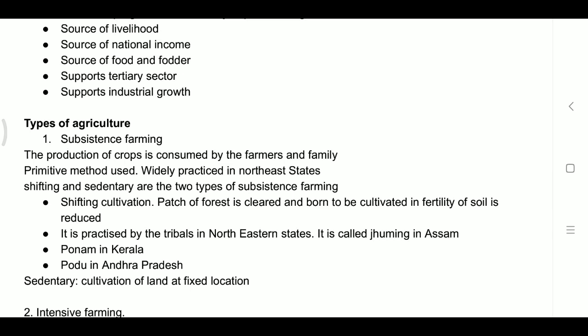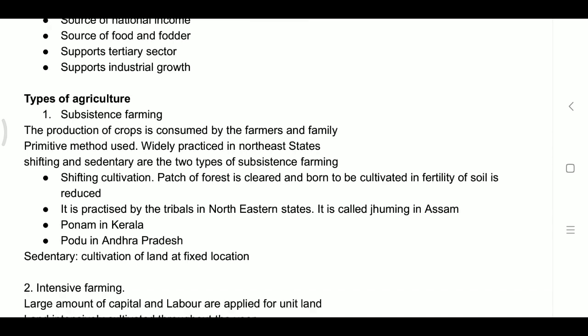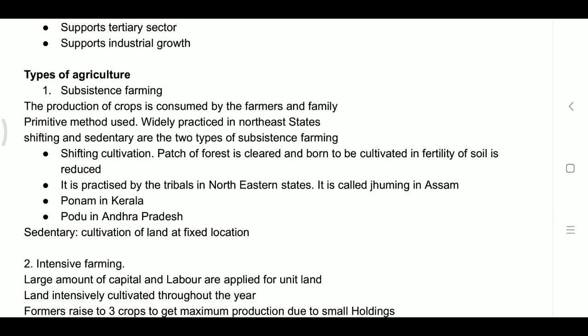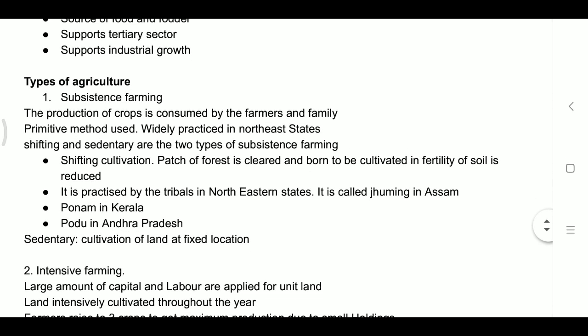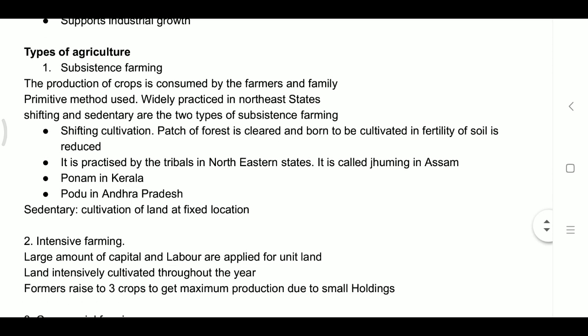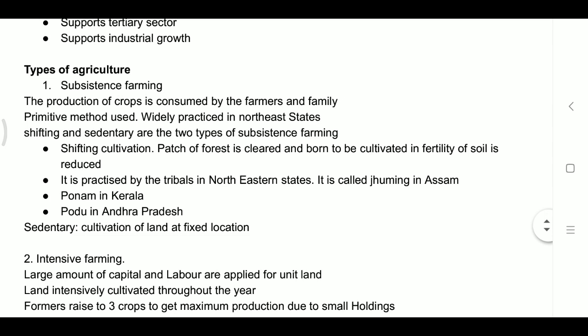It is a very old and very primitive method. There was no use of science and technology, no particular tools or any other things used in agriculture. This subsistence farming was practiced in the northeastern states of India. Under this category, there are two types: shifting and sedentary.